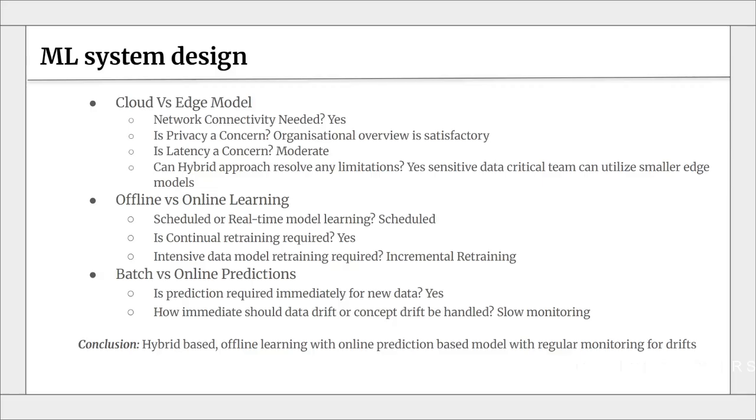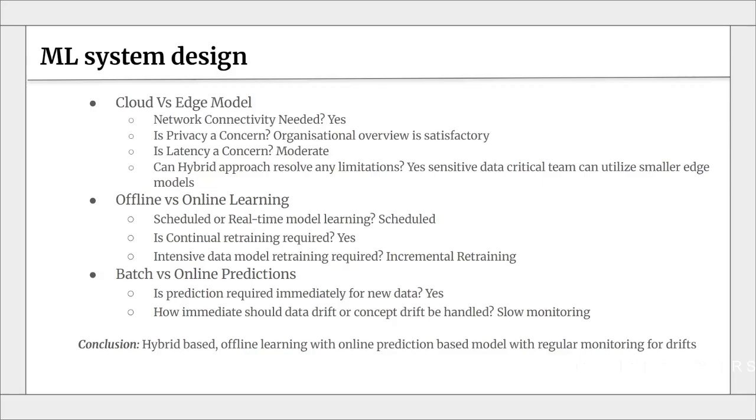So it is not as deep as a face recognition tool that happens in an iPhone, so a little latency is very acceptable. And can a hybrid model approach resolve any limitation? Yes. So sensitive data for critical teams that handle the red data can utilize smaller edge models deployed on their cloud infrastructure specified for their team.